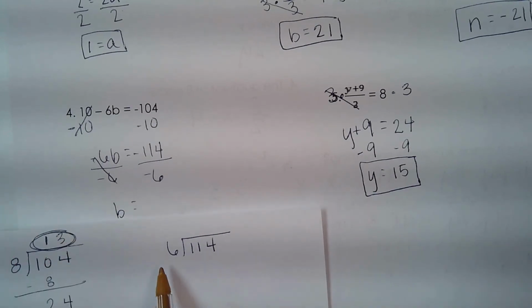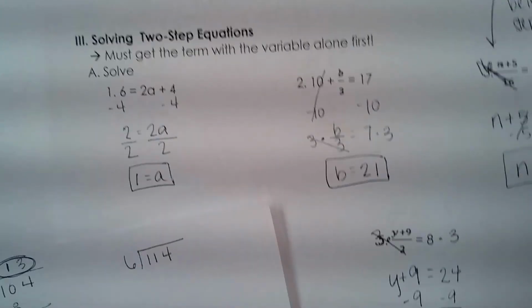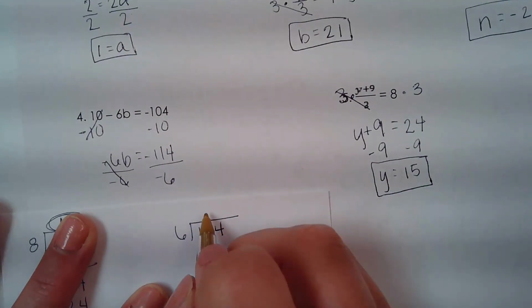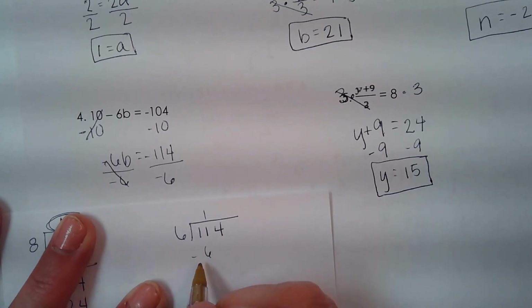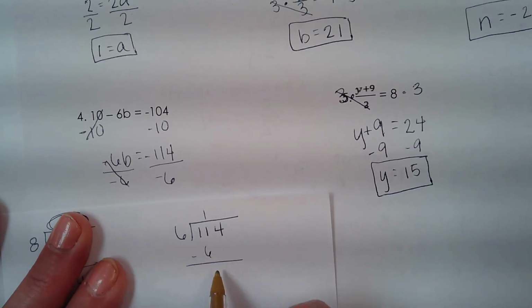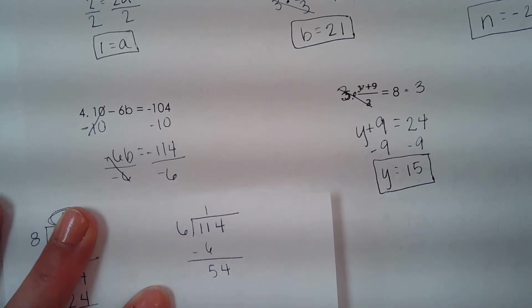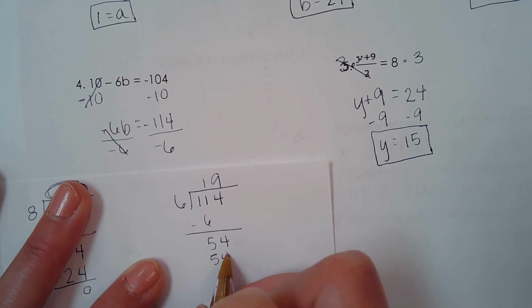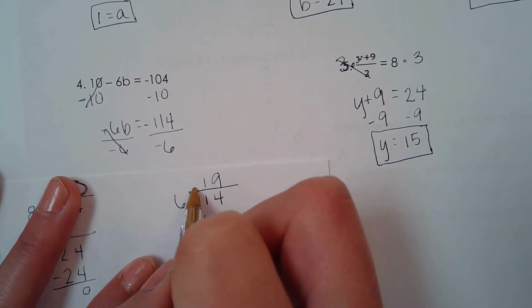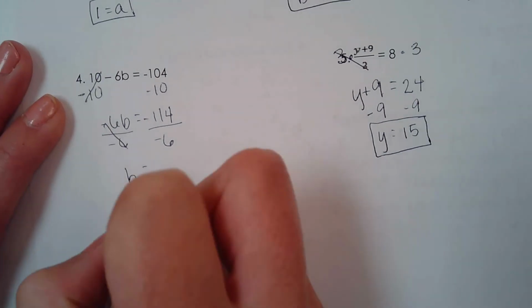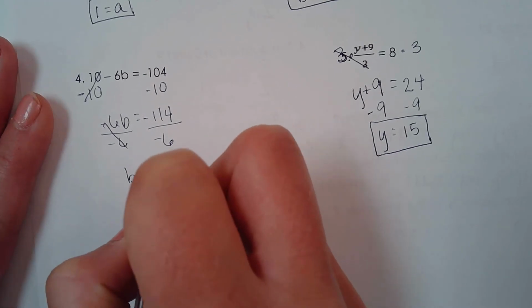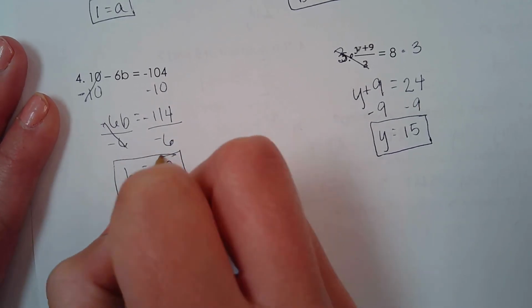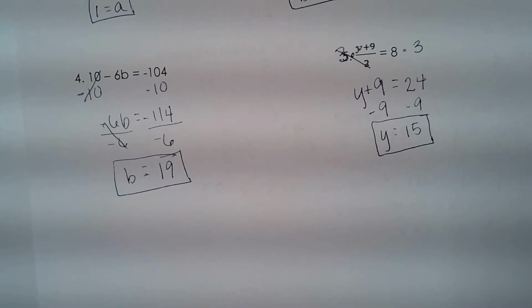And we've got 6, so we're dividing 114. How many times will 6 go into 11? One time. And that is 6. 11 minus 6. What do you get? 5. Bring down the 4. How many times will 6 go into 54? 9 times. And what do we get? 54. So 19 is our answer. And we said it was going to be positive because we're dividing a negative by a negative. So there's our answer. We're done. Good to go.